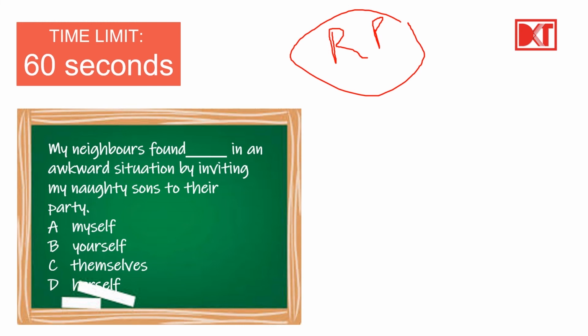Now here you see the subject is what? My neighbors. What was the action being done? They found dash in an awkward situation. The subject and object are the same, so the object is also neighbors. For neighbors, which reflexive pronoun would you use? Themselves. So my neighbors found themselves in an awkward situation by inviting my naughty sons to their party. Okay, now next.